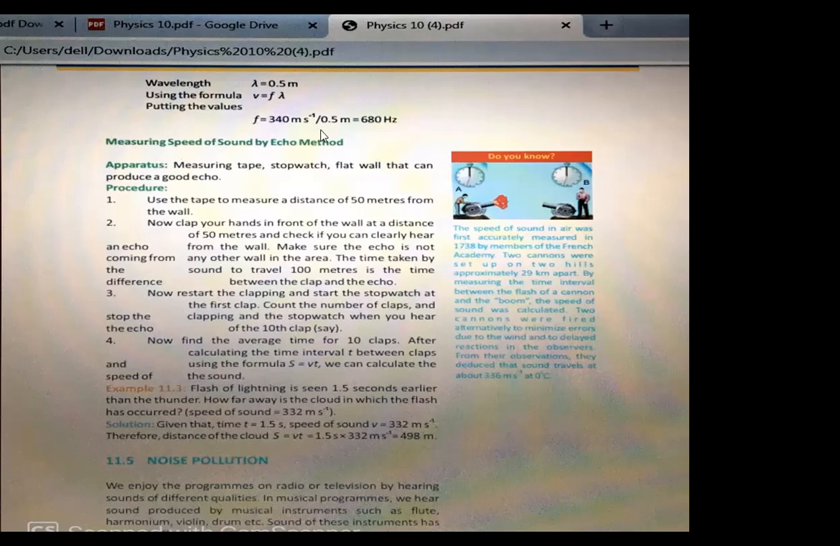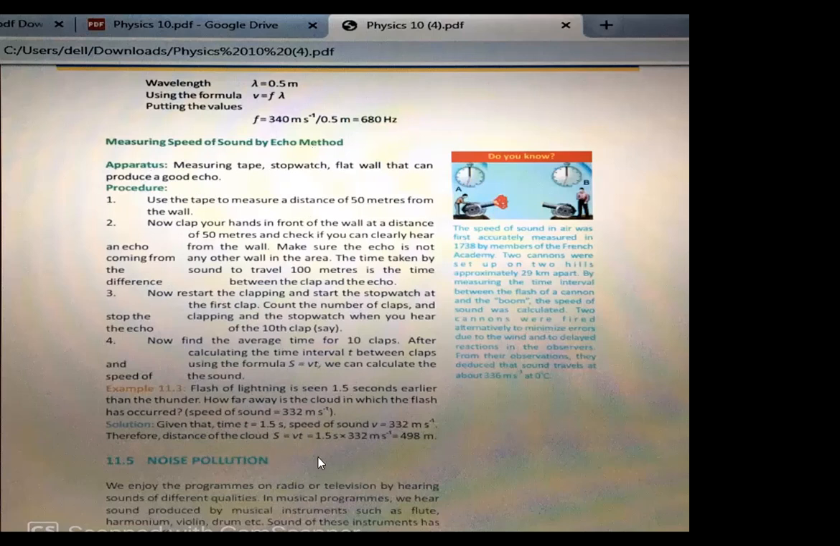Okay, so this is the method we use, measuring of speed by echo method. How can we find the speed with the help of echo method? We perform the experiment. The apparatus required is a measuring tape, stopwatch, and a wall where you are standing 50 meters away. So we use this formula S is equal to Vt. We find the distance S is equal to Vt. You are very familiar with this formula as we have discussed in ninth class.